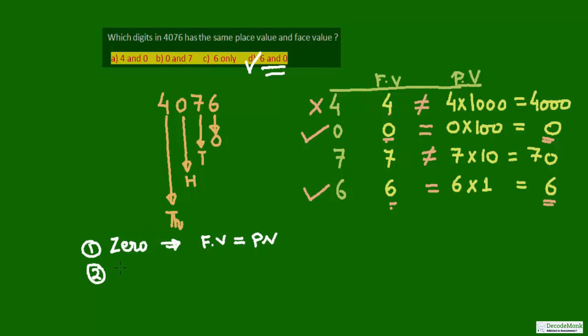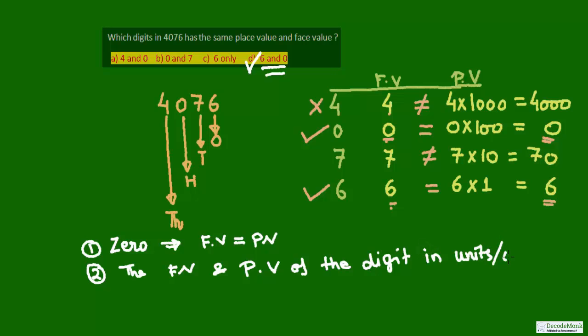And the second inference that we can draw from this particular question is that the face value and place value of the digit in units or ones place are always equal. So for any number, the face value and place value of the digit in the units place are always equal. You can see that face value is the number itself and place value is the number multiplied by 1. Therefore, you can draw these two inferences from this particular question. Please don't get confused by such tricky questions.